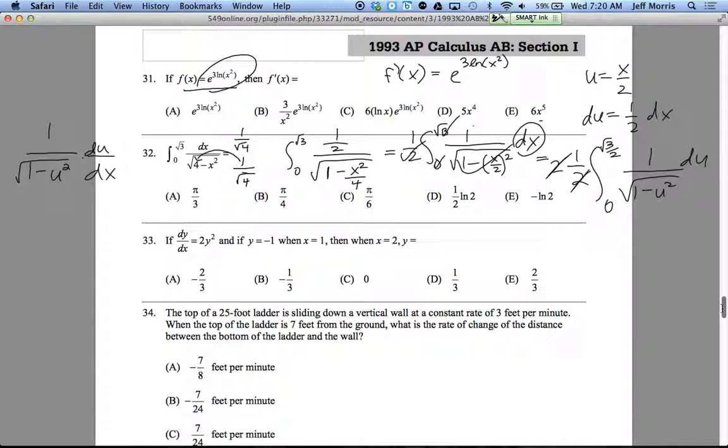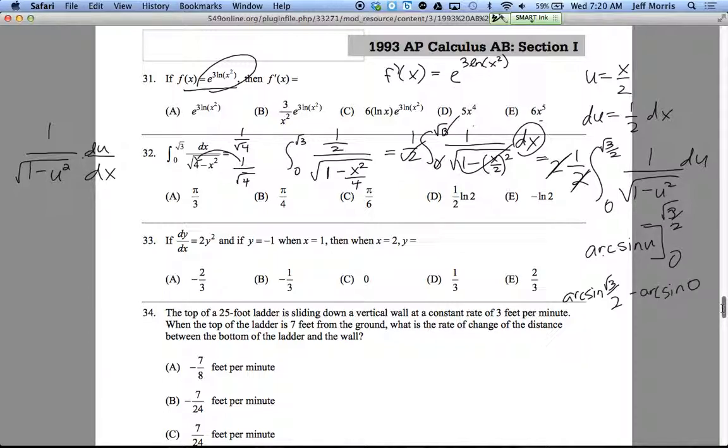This is canceled. What's the antiderivative of this now? Arc sine. Arc sine of u, evaluated from 0 to root 3 over 2. Now, since we converted our limits over, do we need to put our u back in? No, we do not. All right, what's arc sine of root 3 over 2 minus arc sine of 0?